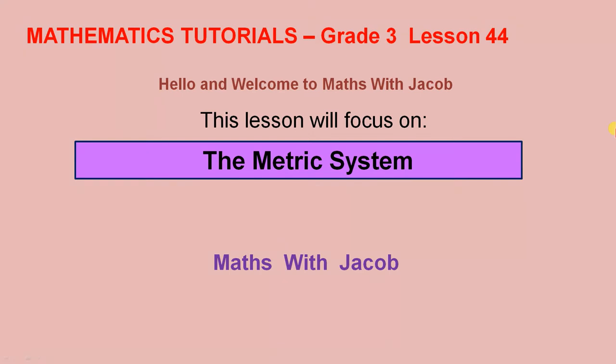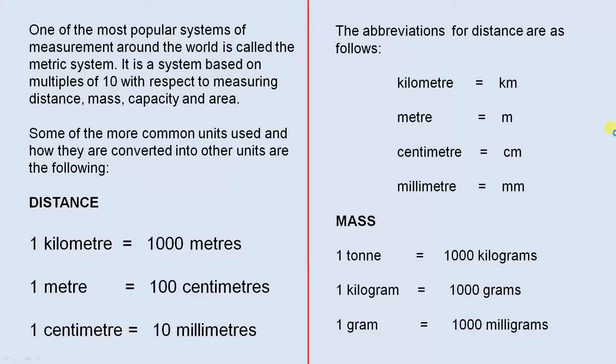This lesson will focus on the metric system. One of the most popular systems of measurement around the world is called the metric system. It is a system based on multiples of 10 with respect to measuring distance, mass, capacity and area. Some of the more common units used and how they are converted into other units are the following.